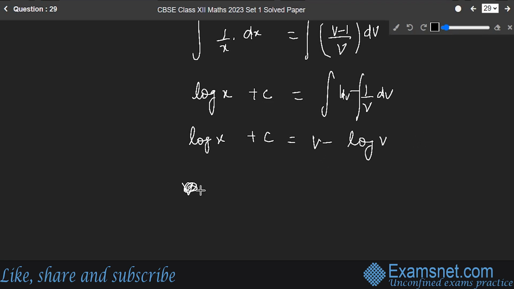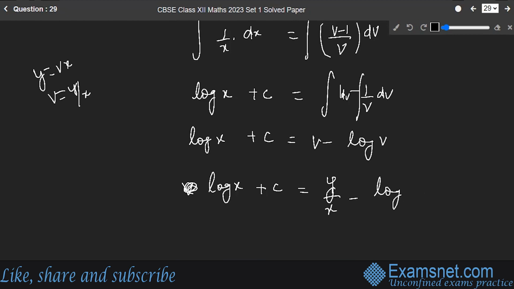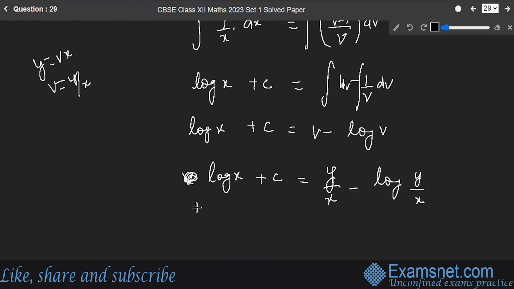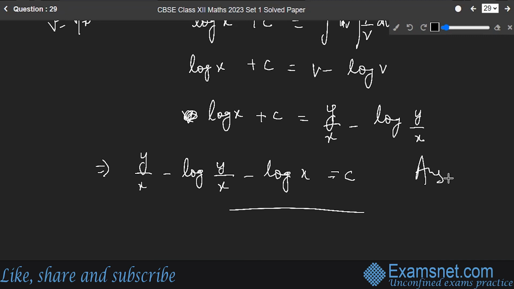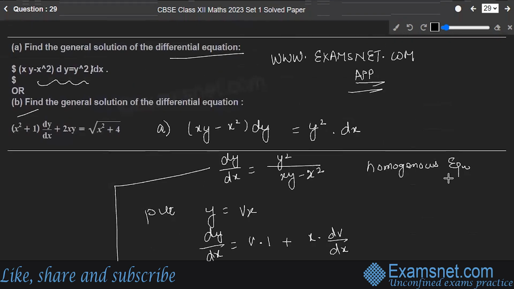Or v was equal to, see, you had y is equal to vx. So v was equal to y upon x. So log x plus c is equal to y upon x minus log y upon x. Or let's write it in the proper form. You will have y upon x minus log of y upon x minus log of x is equal to c. This is the required equation and answer to our question. Right? Hope you understood this.